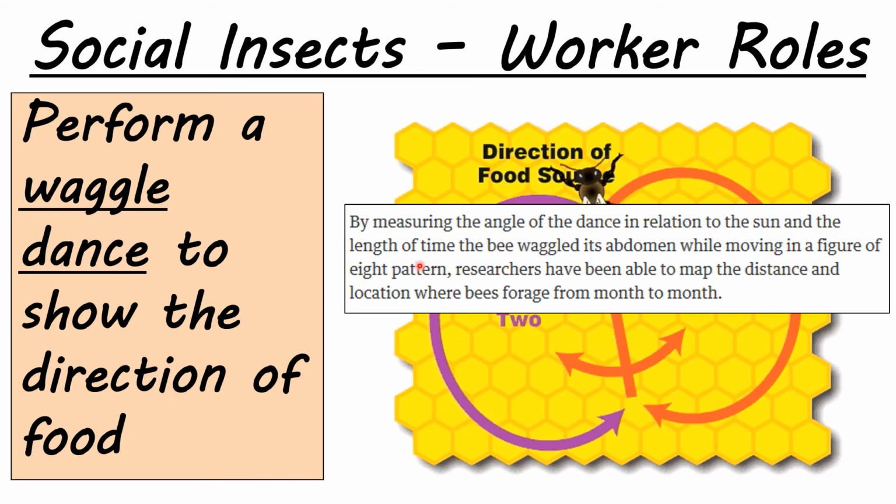Here it is here. By measuring the angle of the dance in relation to the sun and the length of time the bee waggled its abdomen while moving in a figure-of-8 pattern, researchers have been able to map the distance and location where bees forage from month to month. So yeah, they're obviously not daft if they're able to just watch one of their fellow bees do this, and then as a result can go out and find food.